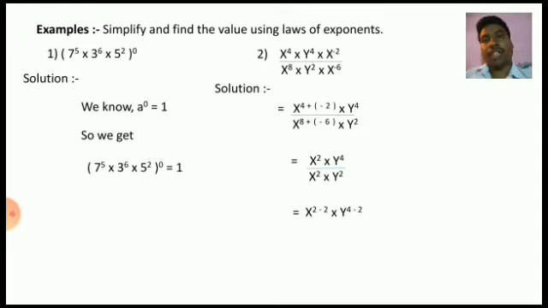So x raised to 2 minus 2 into y raised to 4 minus 2. x raised to 2 minus 2 means how many? x raised to 0 remains, into y raised to 4 minus 2, which means y raised to 2 remains. So x raised to 0 into y raised to 2. We know that x raised to 0 means 1, and 1 into y raised to 2 is equal to how many? y raised to 2. So our final answer is y raised to 2. We solved this example by using the laws of exponent.